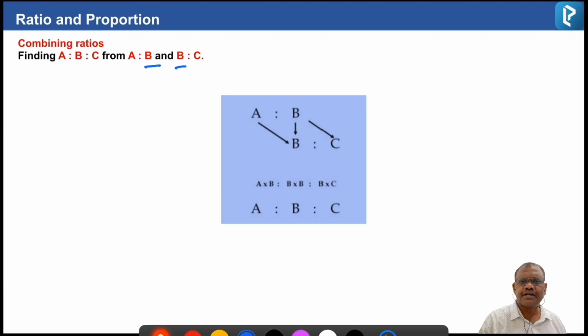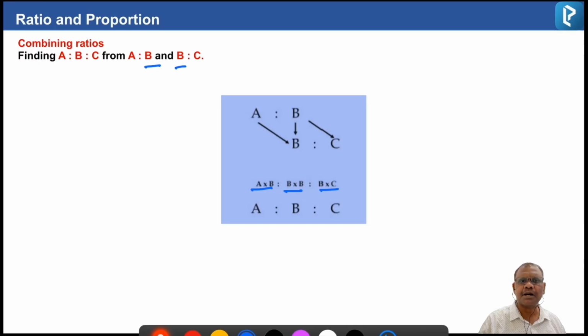So you can look at the figure here. Write down the two ratios one below the other such that the common term is one below the other. So we can combine the ratios by multiplying the terms A and B, that gives the first term, B and B, that gives the second term, B into C, that gives the third term. So these are the three terms of the combined ratio, A into B, B into B and B into C.